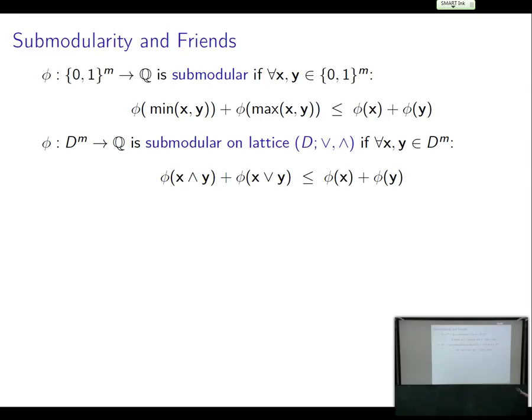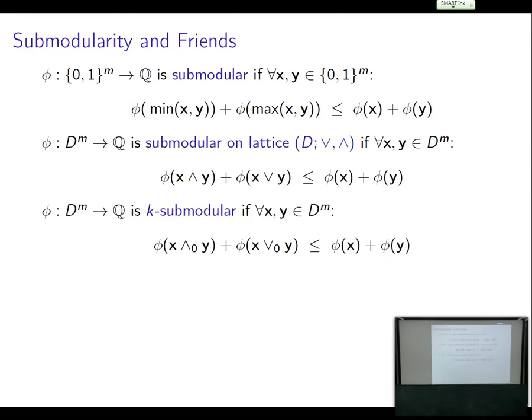So again, both the meet and the join are semilattice operations. So again, you get the tractability using the BLP. There's this concept of K-submodular functions, where the underlying structure is a semilattice. So again, you get the same operation.